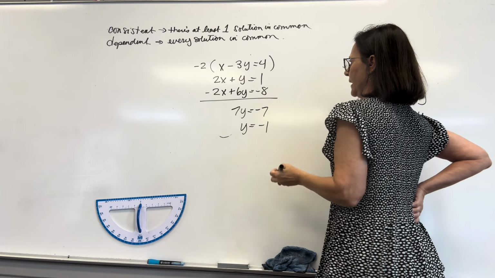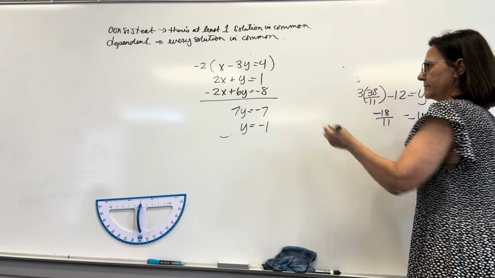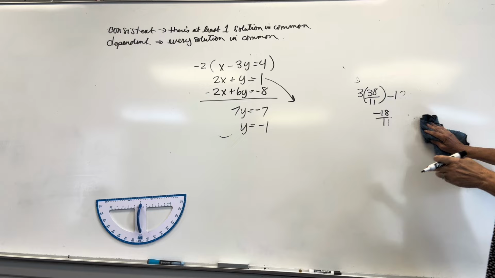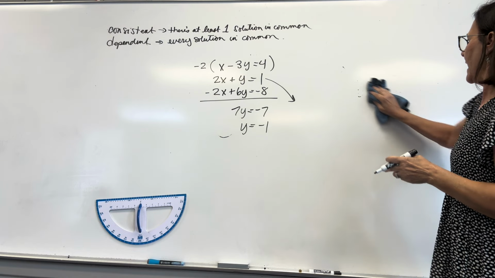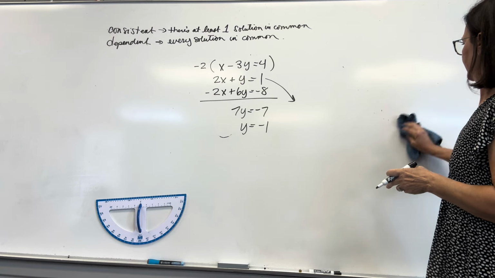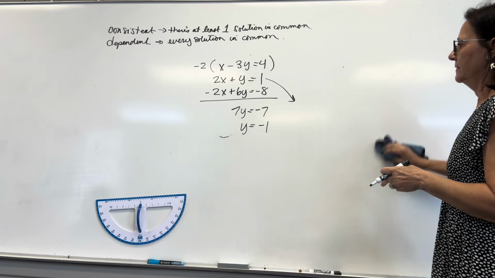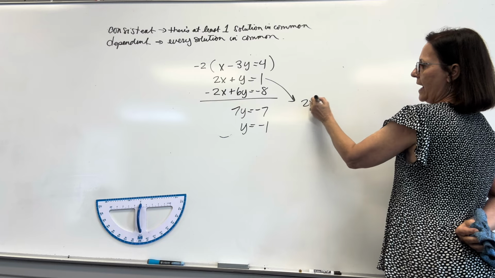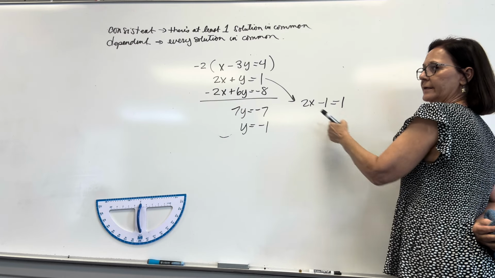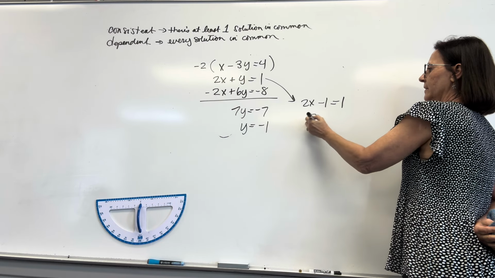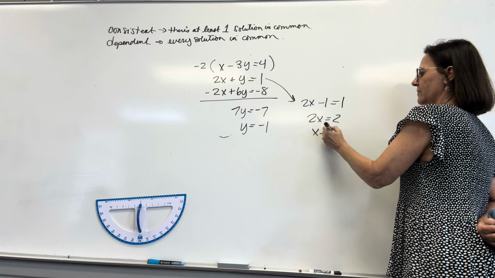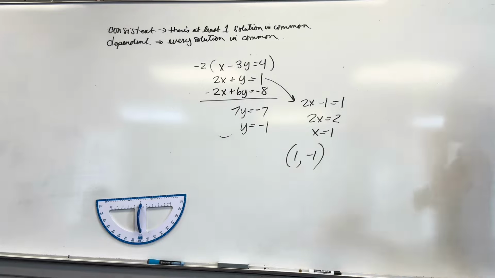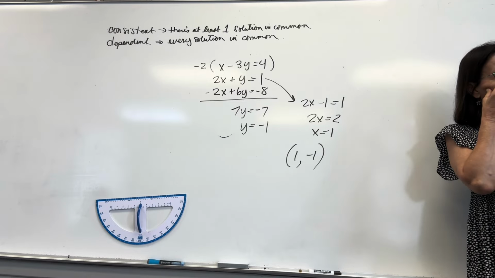Y is negative 1. I'm going to substitute that back into that second equation to solve for x. That would be 2x minus 1 equals 1. I'm going to move the 1 over. 2x equals 2, x equals 1. My point of consistency is 1, negative 1, but they are independent.